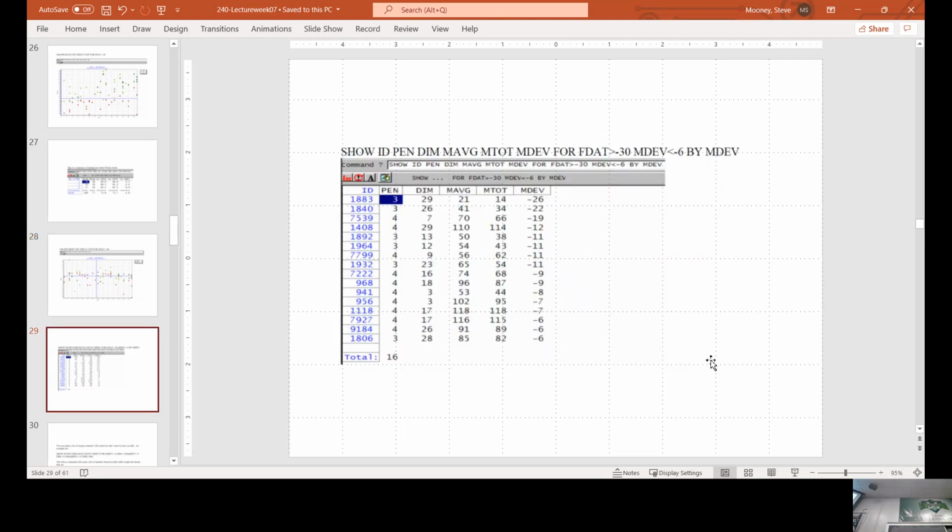So you've got animals that for less than 30 days in milk have shown more than a 6 pound deviation or 6 pound drop in the last day or so. So you've got the average for the milk, what they're currently producing.